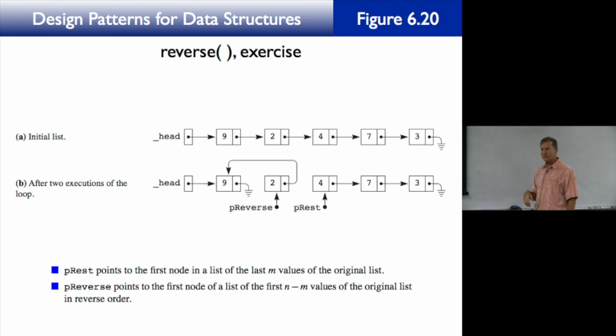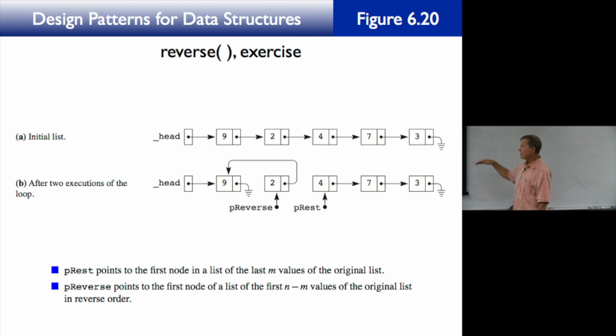And here, did I ask you to do reverse? This is a classic in place reverse. It's a very well-known technique for how to reverse the order of a list in place. So here's the invariant again. We have p rest points to the first node in a list of the last m values of the original list, and p reverse points to the first node of a list of the first n minus m values of the original list in reverse order. Well, that's a big mouthful.